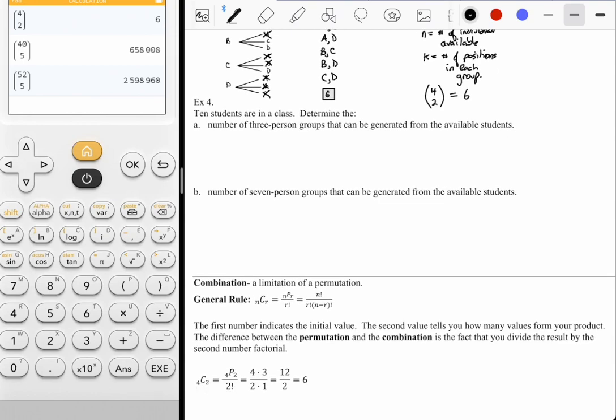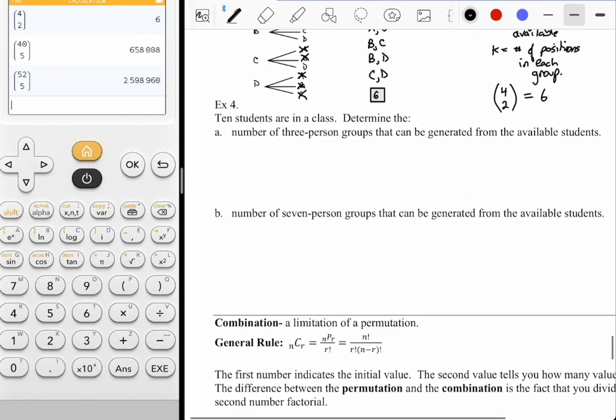Right? So example 4: 10 students are in a class. Determine the number of 3-person groups that could be generated from the available students. Right? So that would be 10, it's a 3-person group, so that would be this computation.